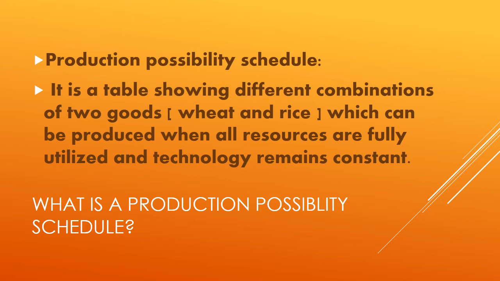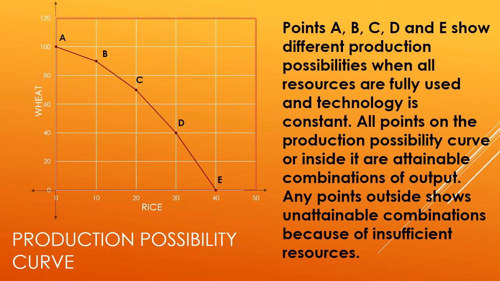The table we just looked at is a tabular representation of the production possibility set, and we call it a production possibility schedule. So what is a production possibility schedule? It is a table showing different combinations of two goods, in our example wheat and rice, which can be produced when all resources are fully utilized and technology remains constant.